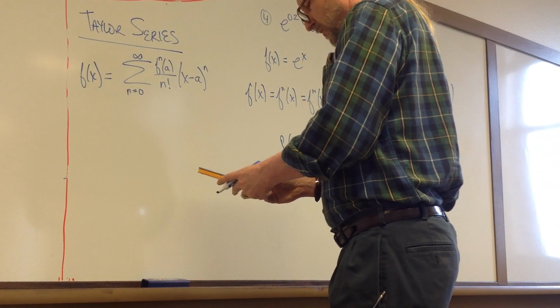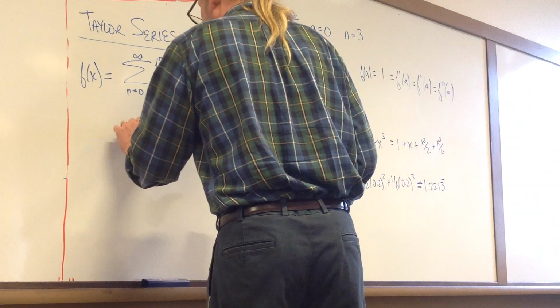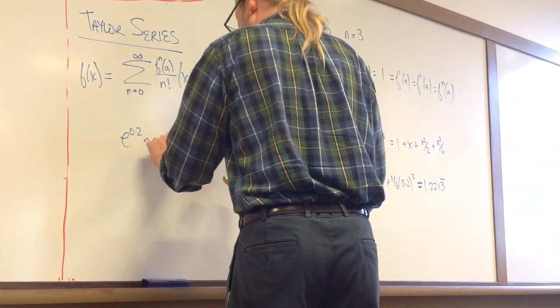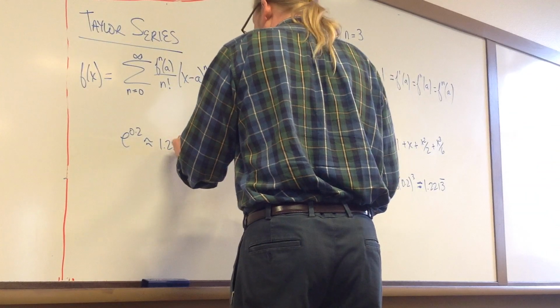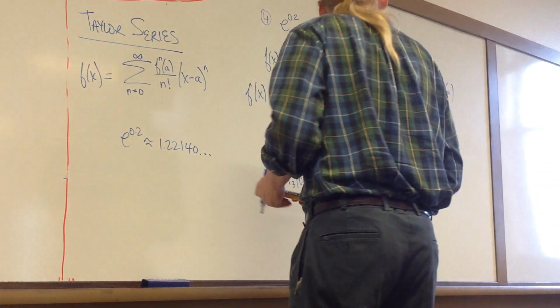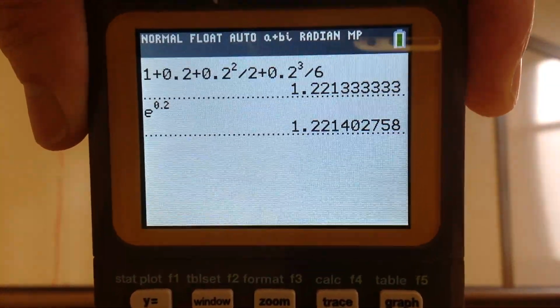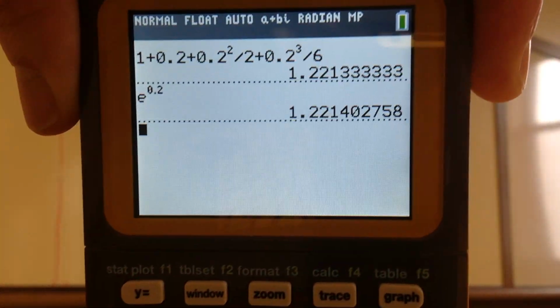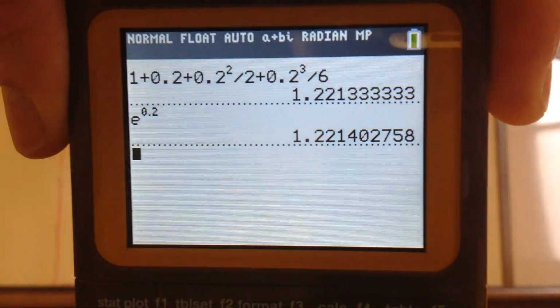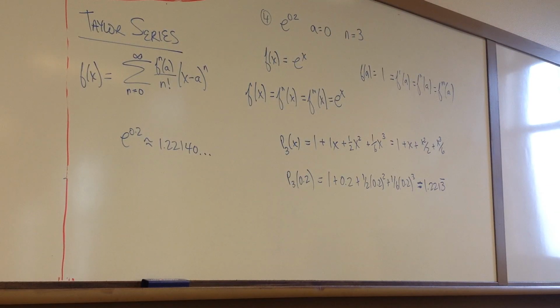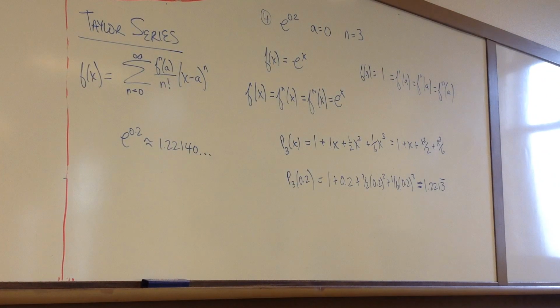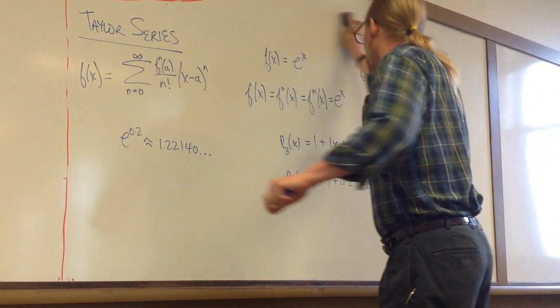What is a better approximation for e to the 0.2? This is approximately 1.22140, dot, dot, dot. Okay, so we've got a pretty good approximation on this one. And there's the approximate value with the cubic approximating polynomial, and the better approximation coming from the calculator, doing e to the 0.2 power, accurate to 10 decimal places. Okay, let's see here. We'll look at a couple more here.